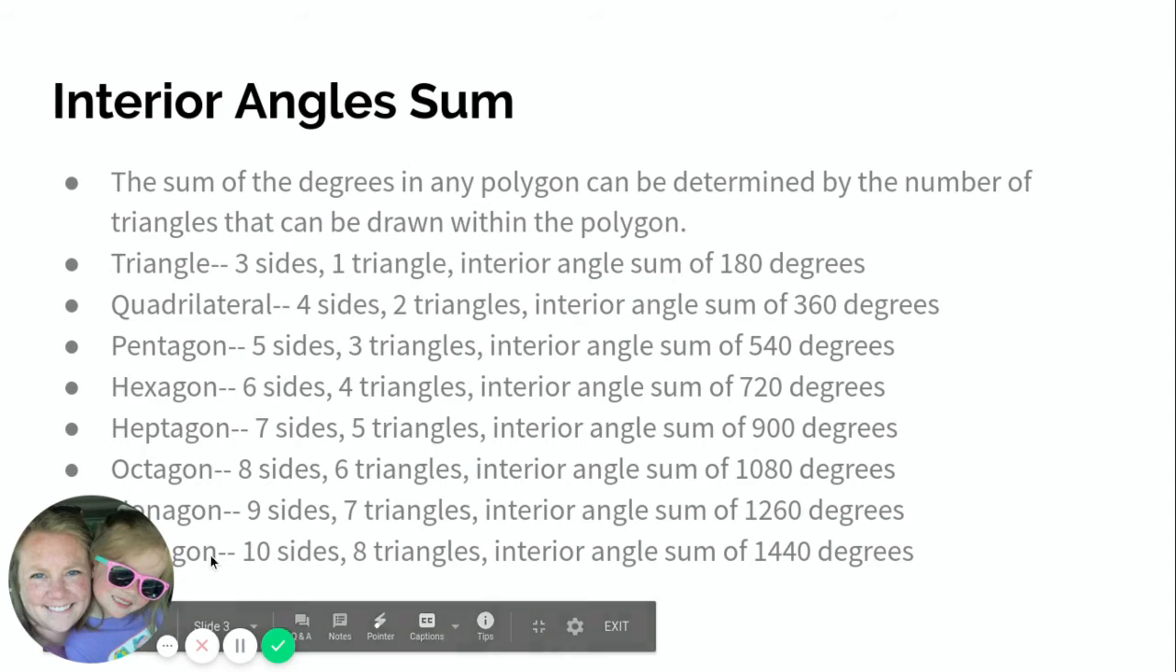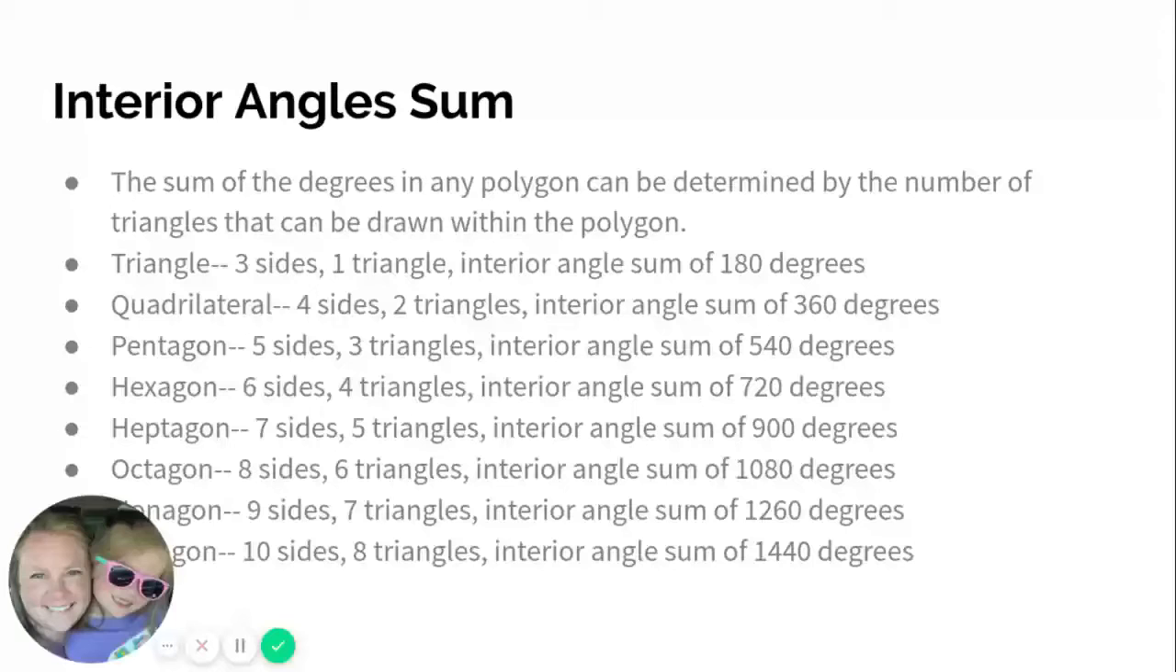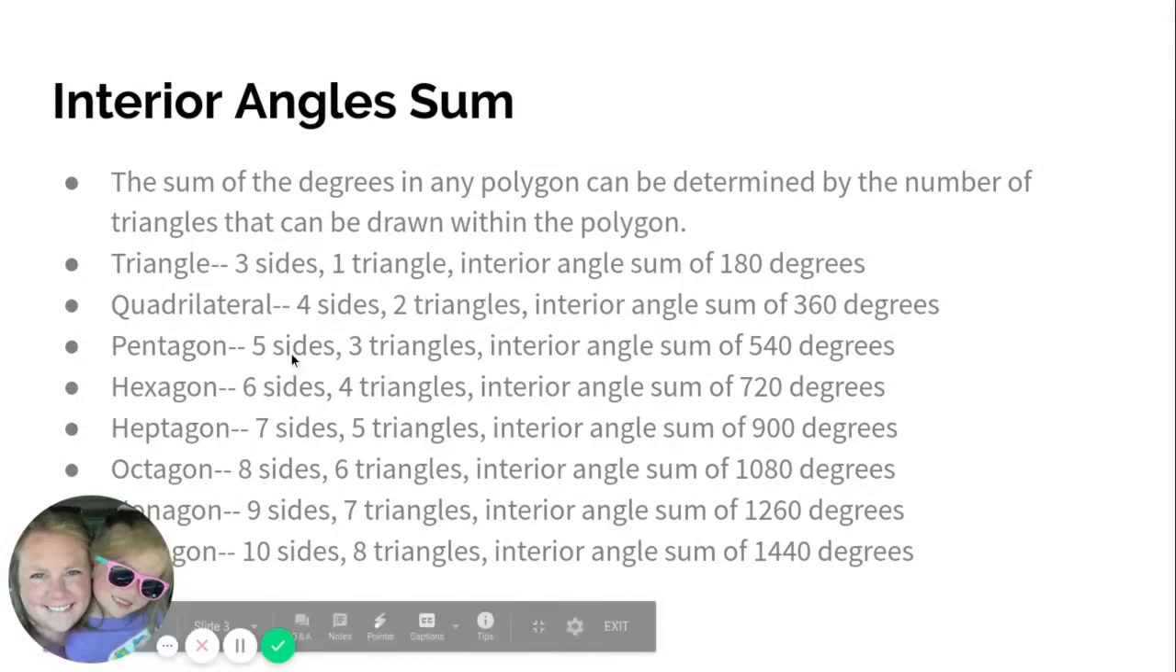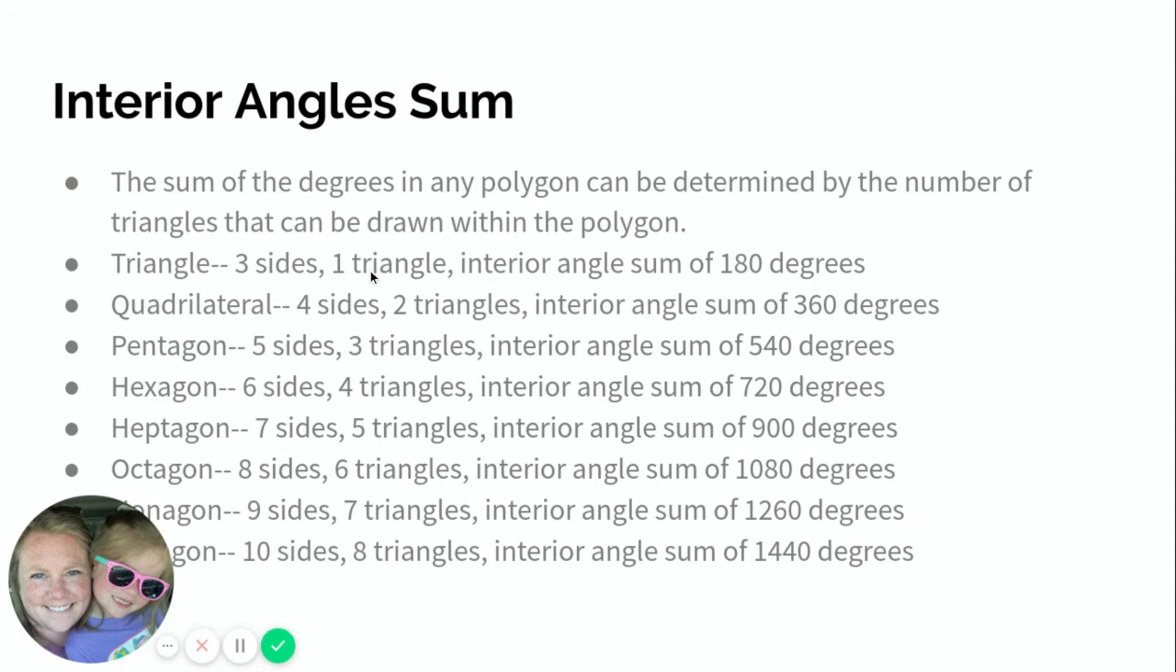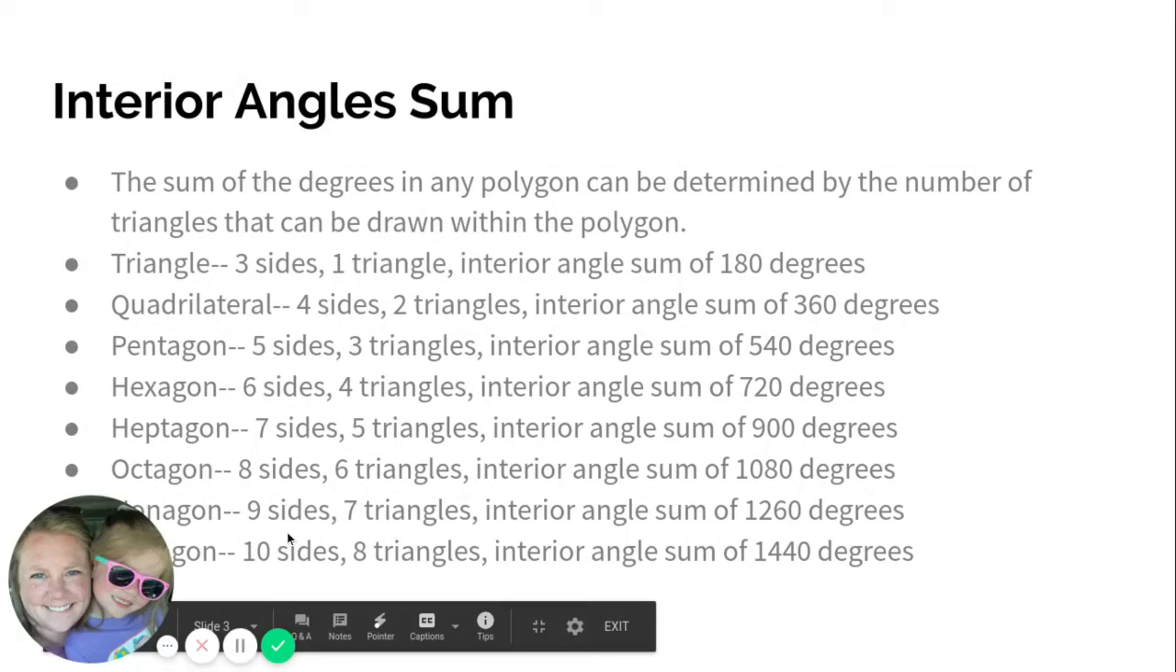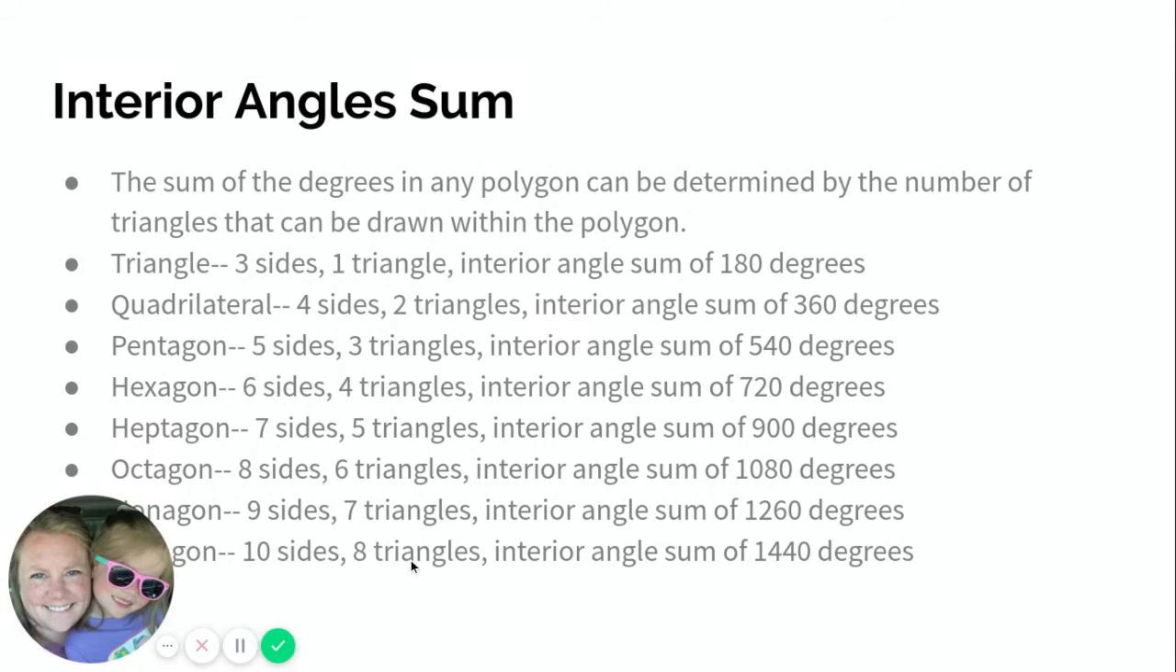Something that I want you to notice right here is that for however many sides there are, if you take 2 from it, that tells you how many triangles. Like 3 minus 2 is 1. 4 minus 2 is 2. 5 minus 2 is 3. 6 minus 2 is 4, and so on and so forth. That's a pattern, and that's how they came up with the formula to figure out the sum of the interior angles in a polygon.